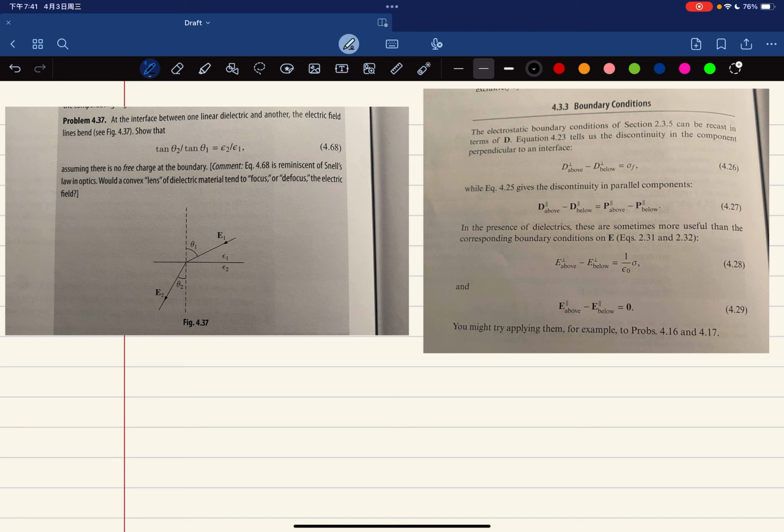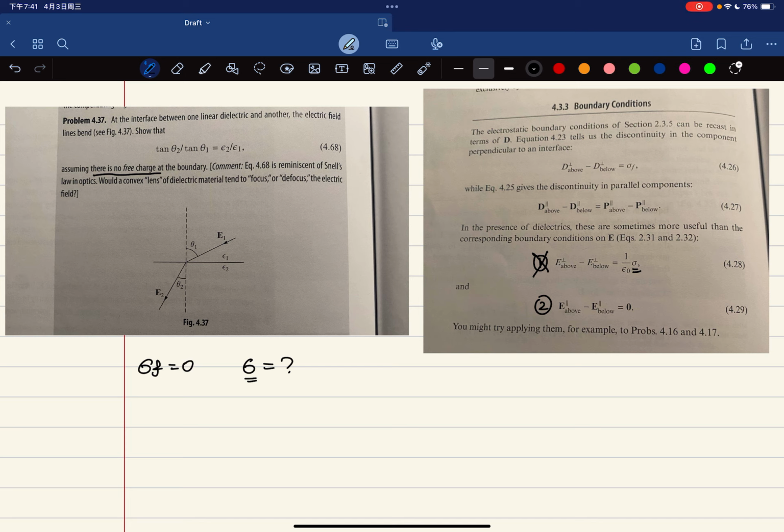So we can see that for the electric field, there are two boundary conditions. The first one is here and the second one is here. In the question, it says there is no free charge. Well, there is no free charge, but we don't know the total charge. Because we don't know the things here, we can't use this relationship at all.